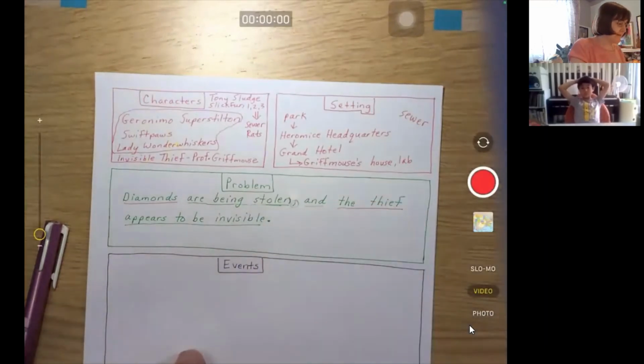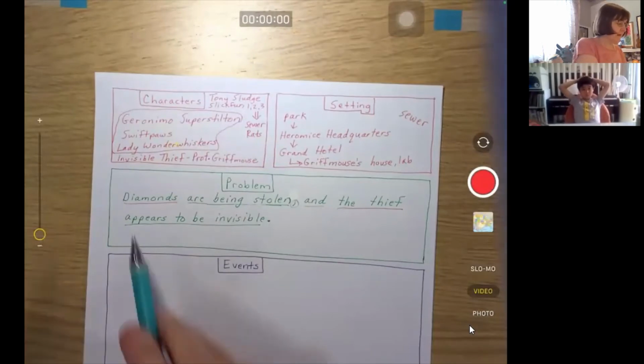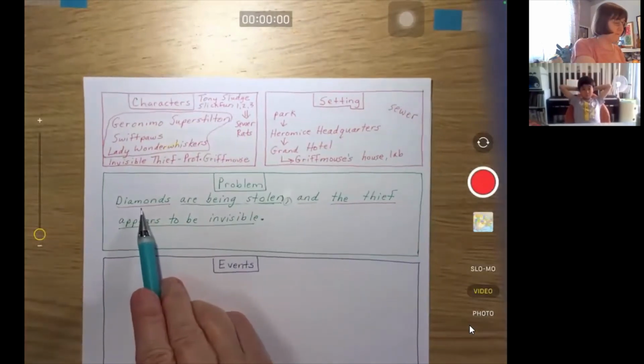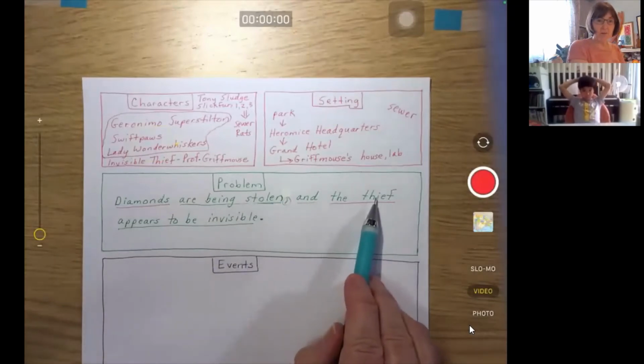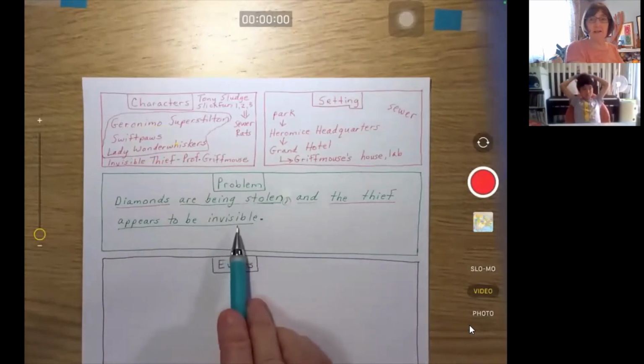Now I have a compound sentence. And there's two parts to it, okay? The diamonds, that's part of the problem. They're being stolen. And the thief, this is the other part of the problem. He appears to be invisible.